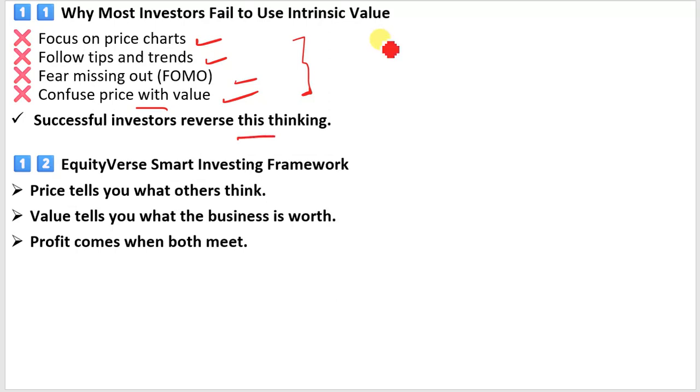So from this channel, what is the investing framework we will follow? Price tells you what others think. Investor sentiment prevails here in the market. So price tells you what others think, and value tells you what the business is worth. Whether the business is worth it or not, the value tells you. Profit comes when both meet. Profit comes when MV converges to IV value.